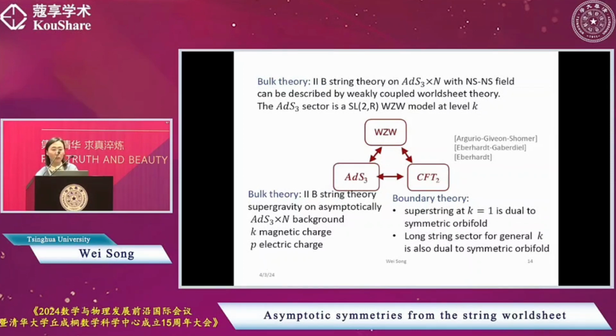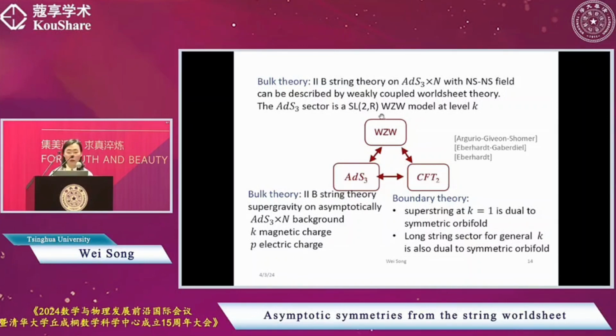To consider that, we need to go back to string theory and consider the worldsheet theory. In order to have a weakly coupled worldsheet description, we want to consider type 2B string theory on AdS3 times some internal manifold supported with some NS-NS 3-form flux. And the three-dimensional part of this worldsheet theory is this so-called WZW model.